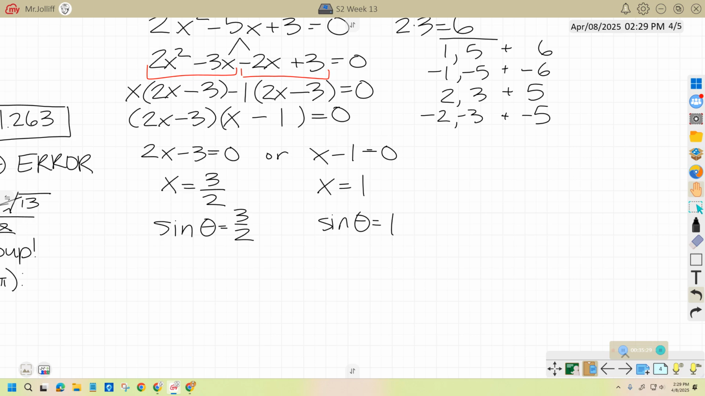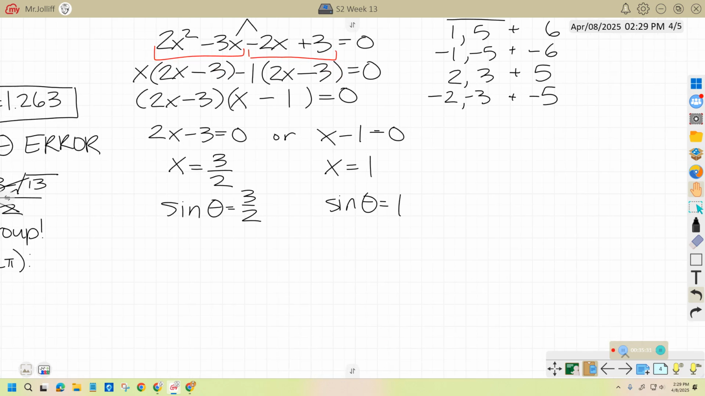This one is a unit circle question, right? I know that theta is pi/2. This one is a calculator question. So I have to do sine inverse of 3/2. That one's not on the unit circle. So this is a mix of both. One solution is unit circle, one is calculator. So we grab our calculator.